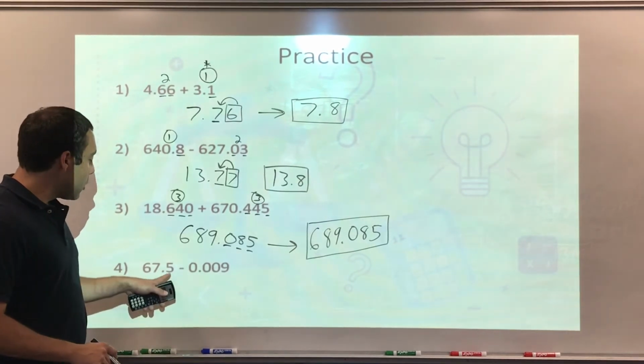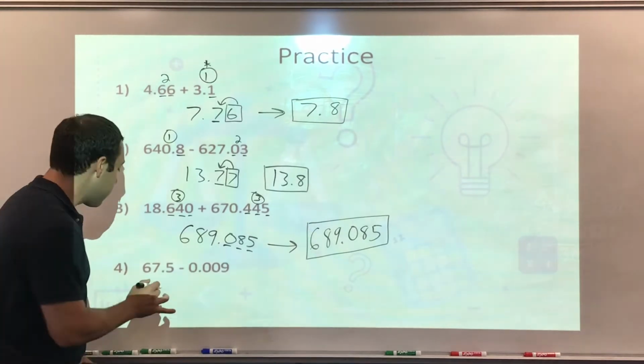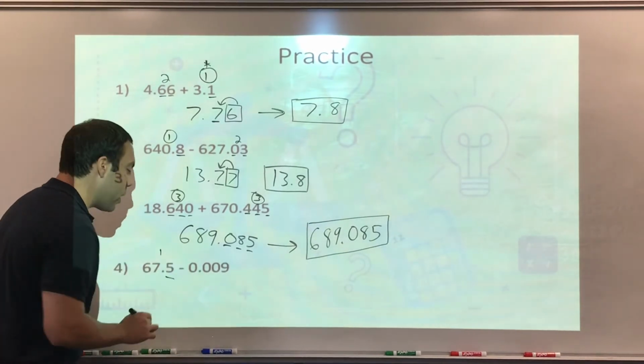For problem number 4, we have 67.5 minus 0.009. Step 1, determine the number of decimal places for each value. 67.5 has 1 decimal place.